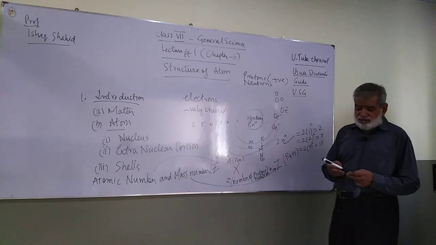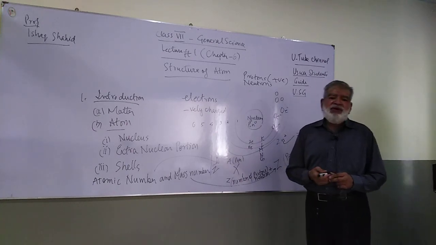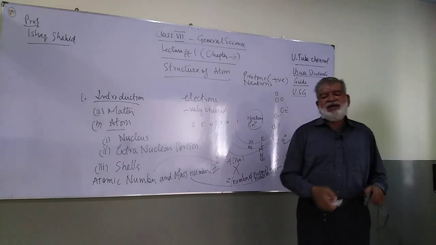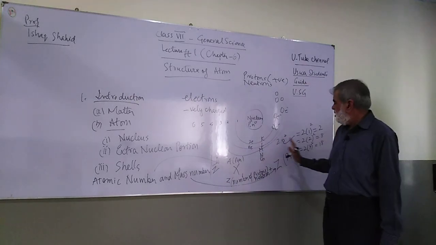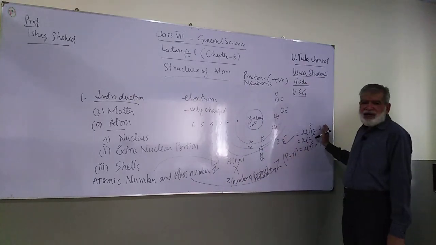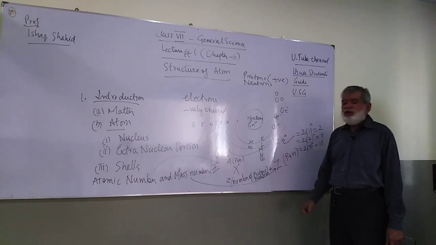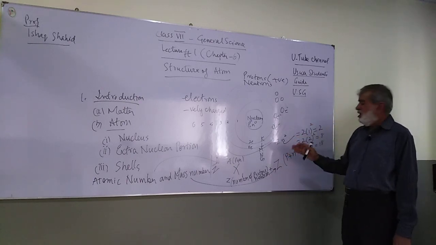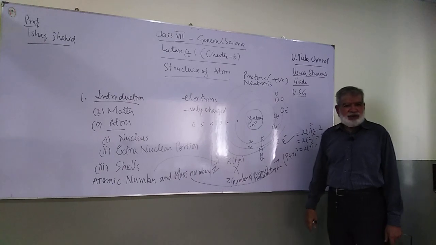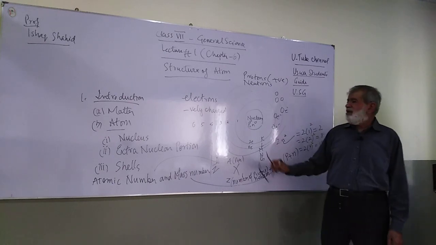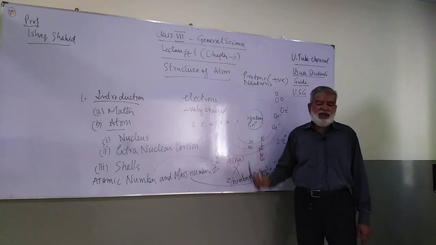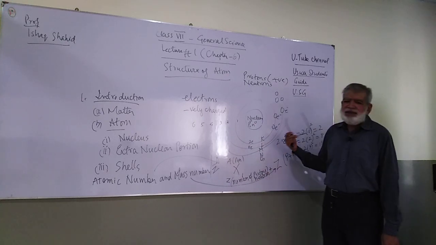This is the maximum number of electrons that an atom can have in a certain shell. But of course it can have less than 2, less than 8, less than 18 and so on. But the maximum number of electrons that can be there in a certain shell is determined by this.